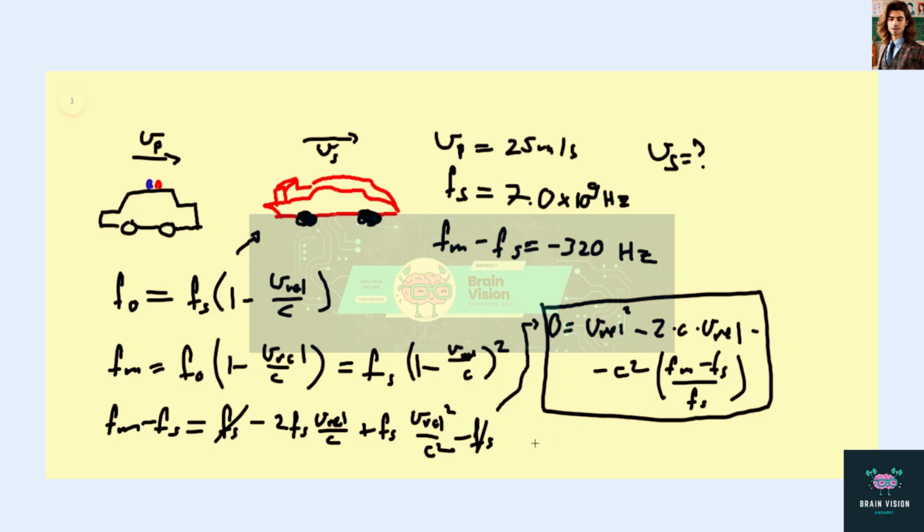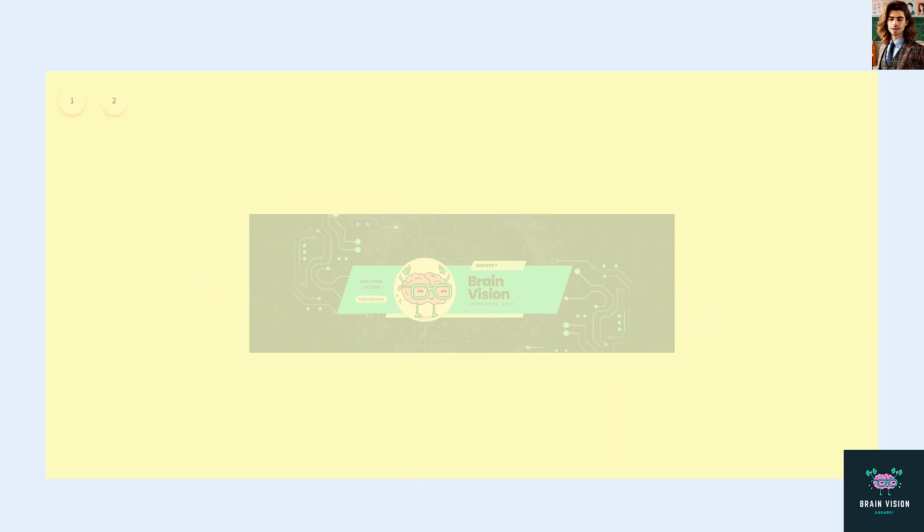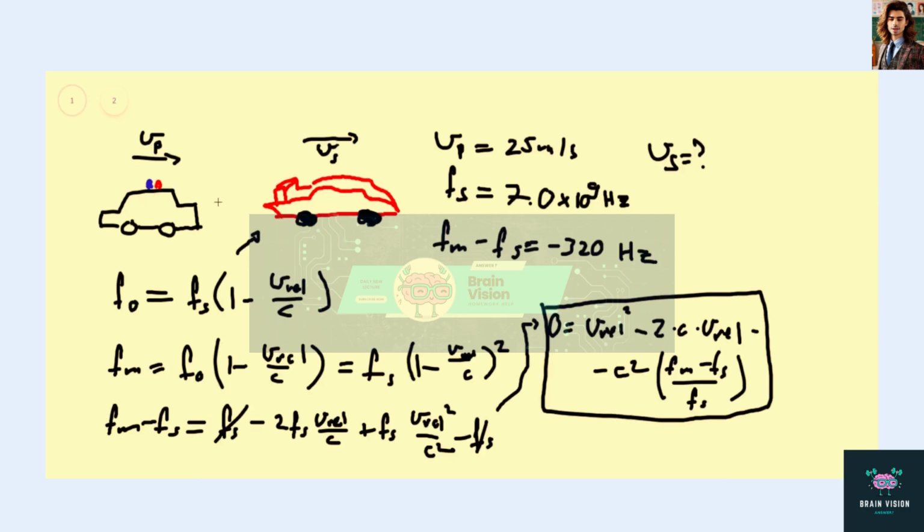And so if you're trying to solve this quadratic equation, where again Fm minus Fs is minus 320 hertz, if you solve this quadratic equation, then you find that V rel is equal to 6.86 meters per second. And so this is the relative velocity between the speeder and the police car.